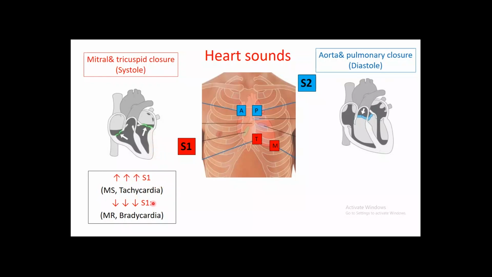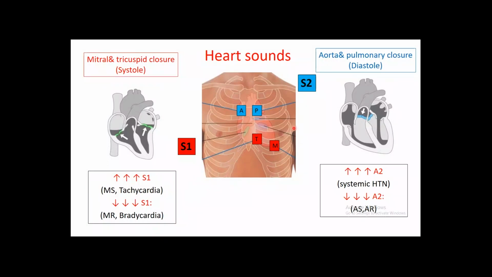On the other hand, the cause of muffled S1 is related to malcoaptation between the leaflets themselves that occurs in patients with mitral regurgitation, or decreased force of closure that occurs in patients with bradycardia. So mitral stenosis and tachycardia cause accentuated first heart sound. Mitral regurgitation and bradycardia cause muffled first heart sound.